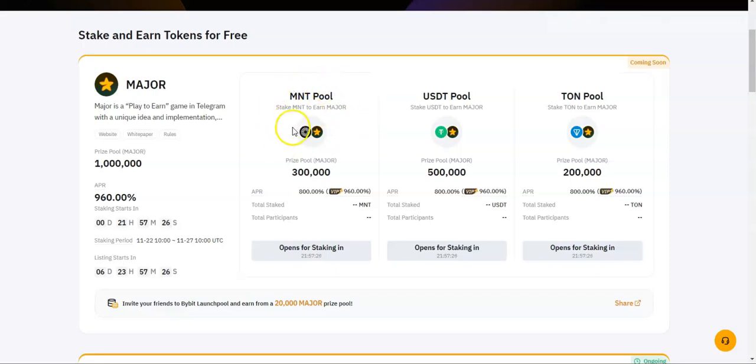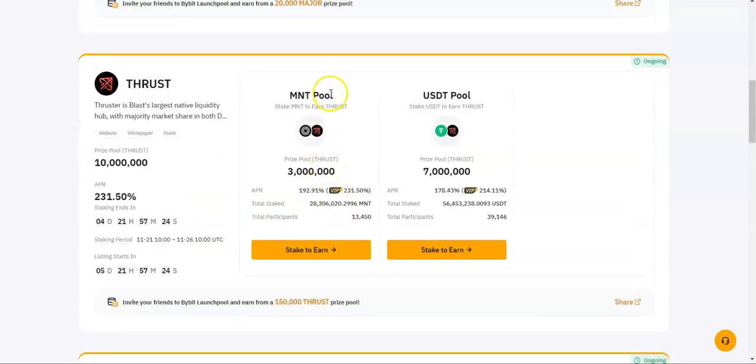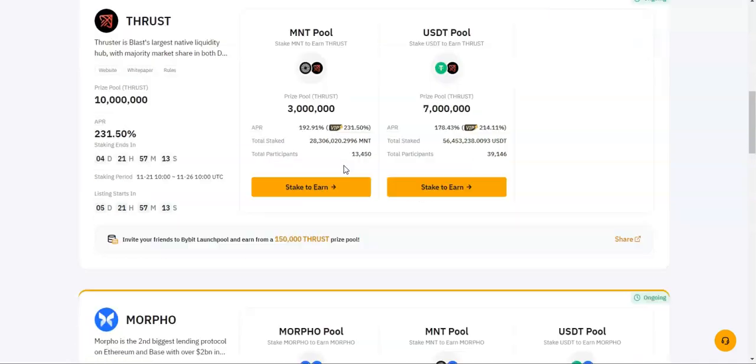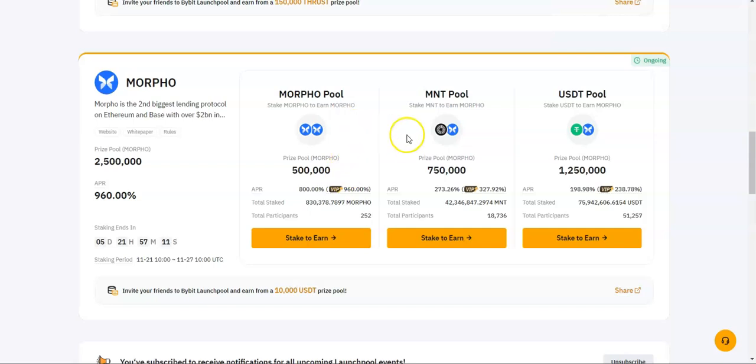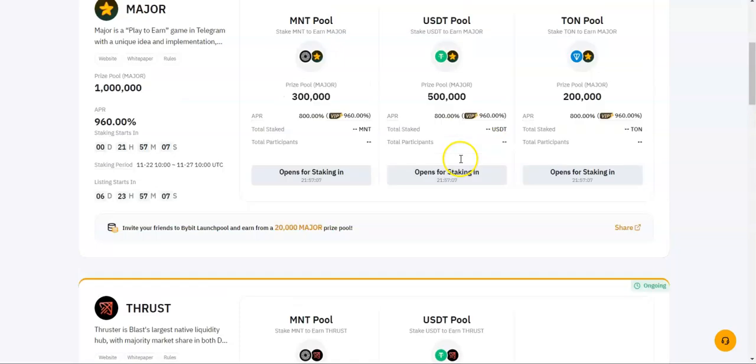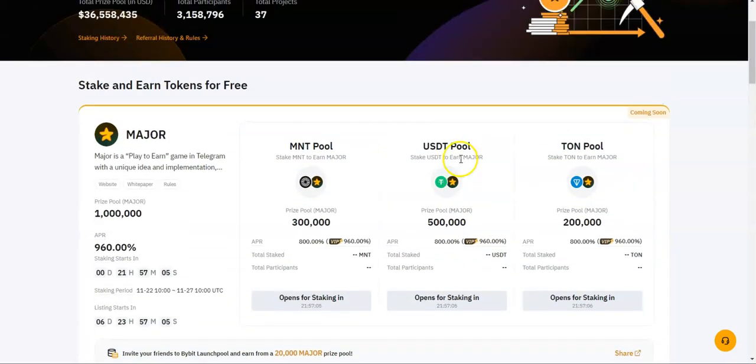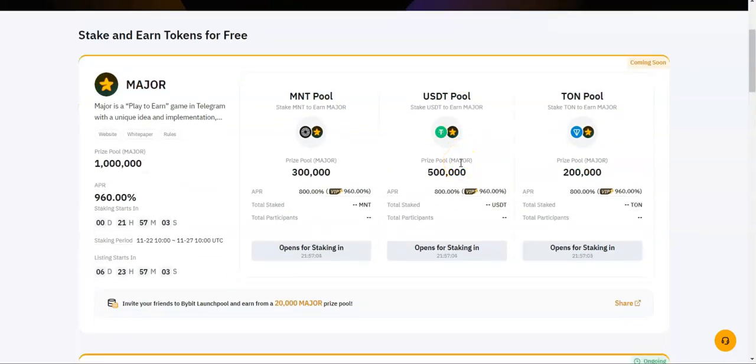As you can see, there's a pool here. Thrust also is going on right now. This is something new from this morning. This wasn't here when I made the YouTube short the other day. So yeah, this is very new. And Morpho right now, you can also use MNT as a staking. And yeah, you can get these coins and you can sell them off, guys.